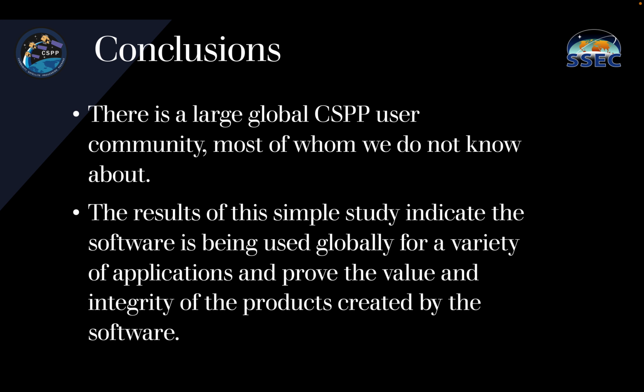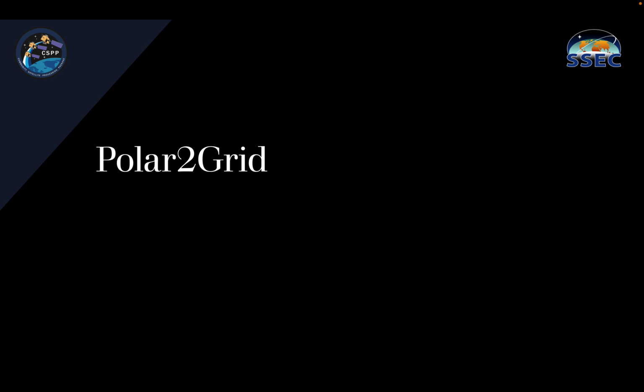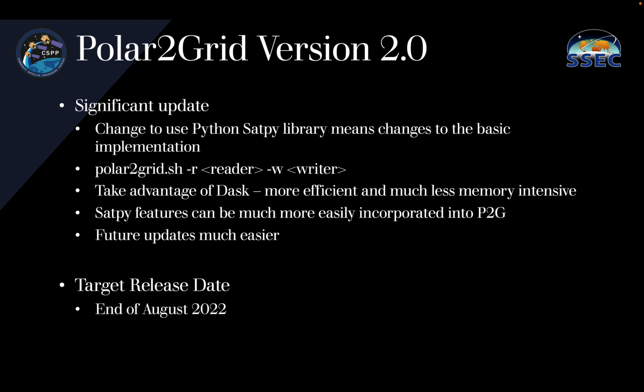And that's really the end of my talk, but I also wanted to say one thing about Polar2Grid, because I know there's a lot of people out there who use this package. This is the reprojection package, making it easy to create high-quality images from CSPP satellite products. We're working on a significant update that's going to hopefully come out soon. It's Polar2Grid version 2.0.